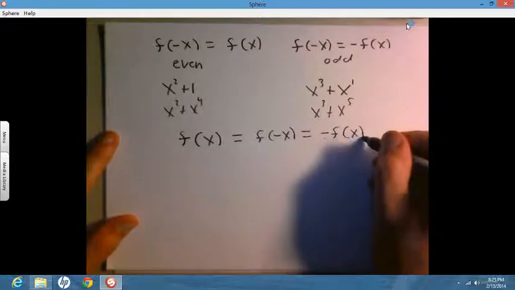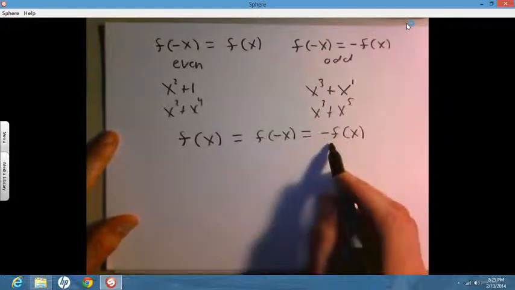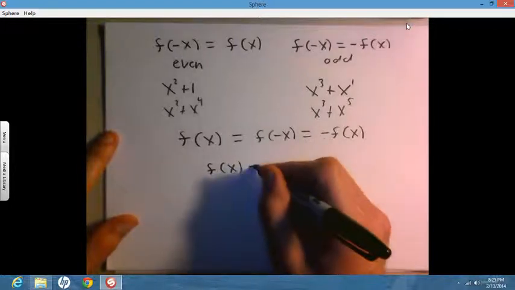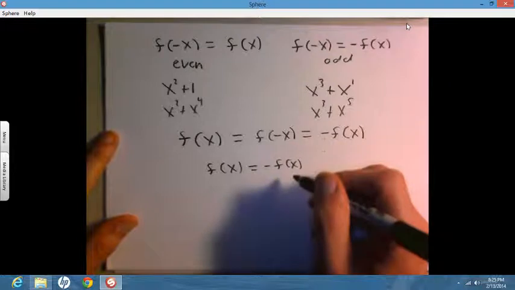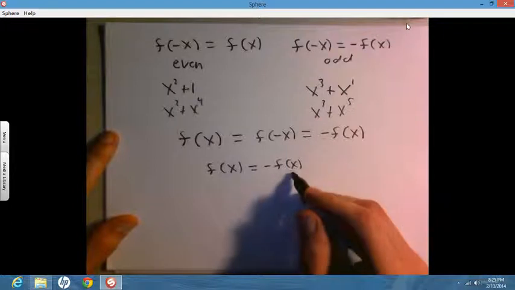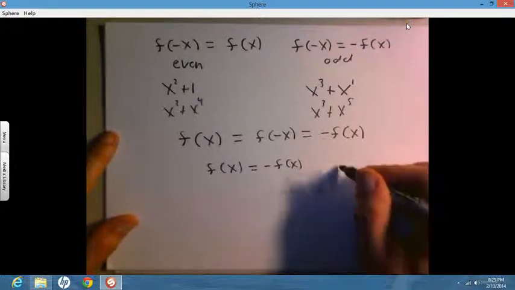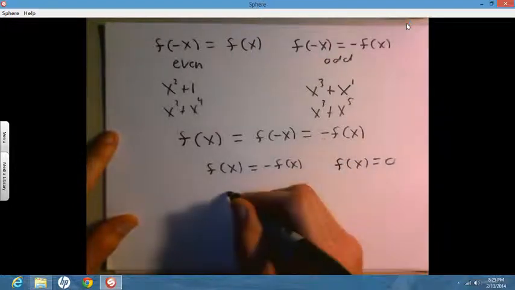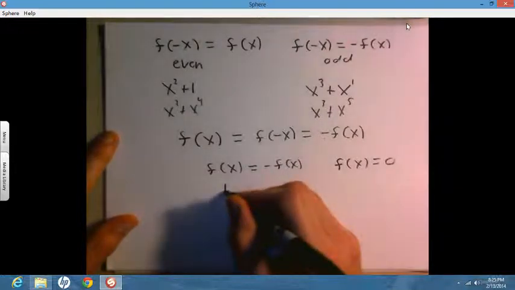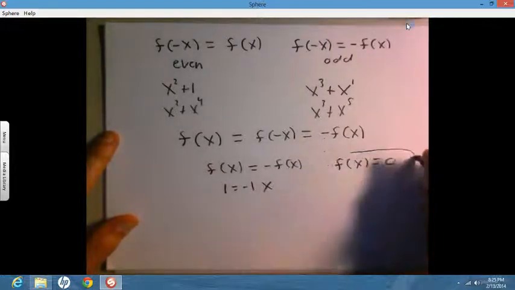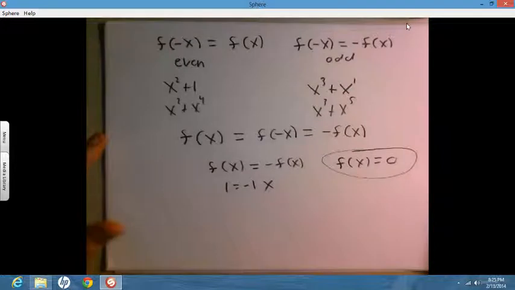So if a function is both odd and even, we have to have that f of x is equal to negative f of x for any value of x. Well, that means one possibility is that f of x is 0, because 0 is equal to negative 0. So one possibility is the function that's constantly equal to 0. If it's not 0, we can divide both sides by f of x, and we get 1 equals negative 1, which is a contradiction. So there's actually only one function that is both odd and even, and that's f of x equals 0. Okay?